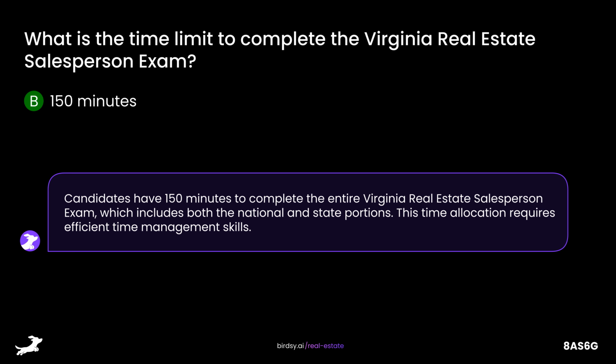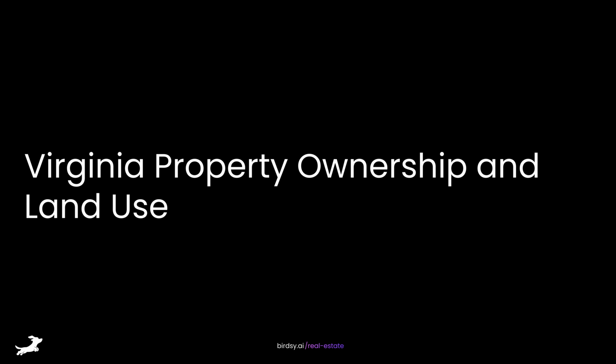Candidates have 150 minutes to complete the entire Virginia Real Estate Salesperson exam, which includes both the national and state portions. This time allocation requires efficient time management skills. Now let's review Virginia property ownership and land use.